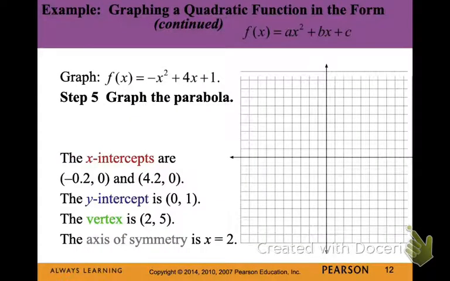So now we have our points that we can graph. So we're going to graph our x-intercepts, our y-intercept, and our vertex, and then get that fifth point by symmetry. And then let's just go ahead and draw our axis of symmetry where x equals 2.